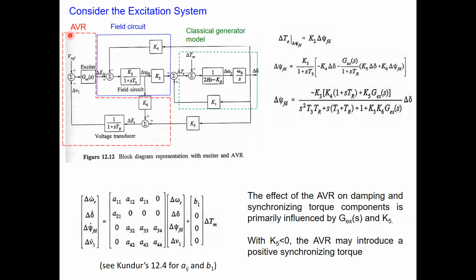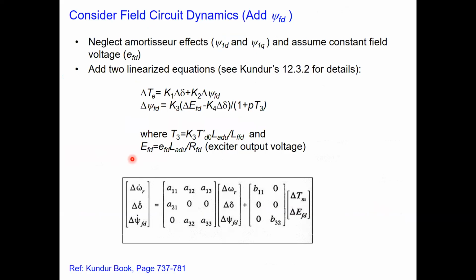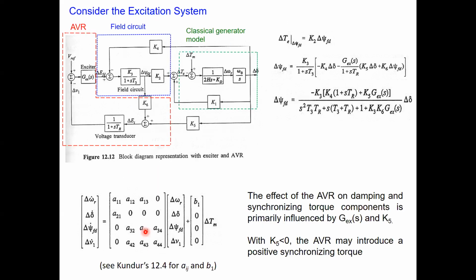So the complete model of the SMIB system is represented by the constants K1 to K6 basically. And thus, the previous representation of the matrix here, this is what we had. With the field circuit inclusion, we had 3 state variables. And now when you consider this part, you have one more state variable, this one. So one more state variable is added.